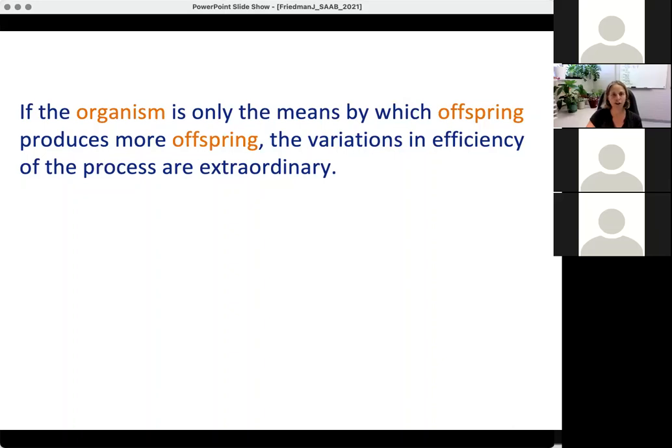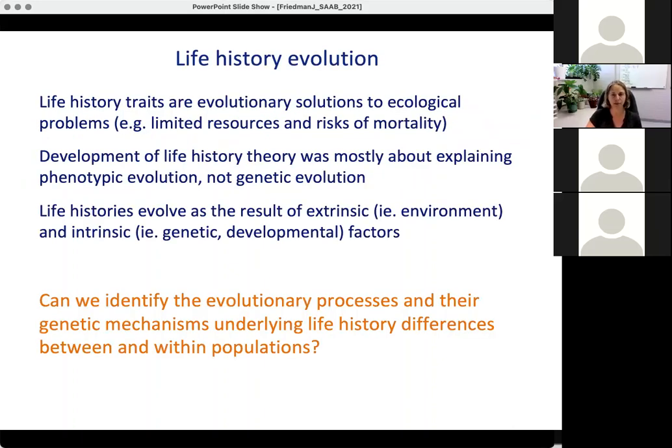My talk today is going to focus on the diversity and evolution of life history strategies in particular. We also do a lot of work in my lab on pollination and mating system variation, but in the interest of creating a cohesive talk, today I'm only focusing on the life history work. Life history traits, things like survival, age at reproduction, trade-offs, and allocation strategies, are really evolutionary solutions to ecological problems, like limited resources and risks of mortality. Life history theory has a rich history of mathematical and formal conceptual development, but most of this work has been centered around explaining phenotypic evolution and not really focusing on the genetic mechanisms underlying that.